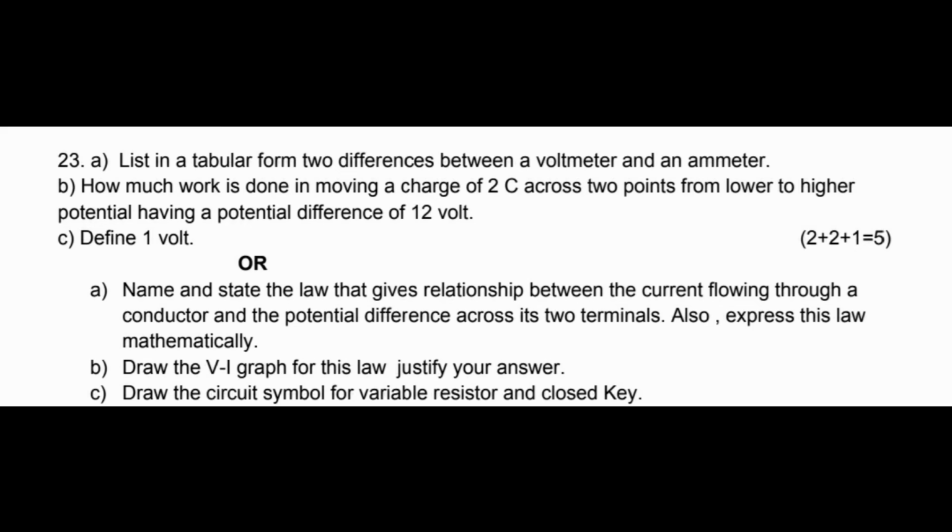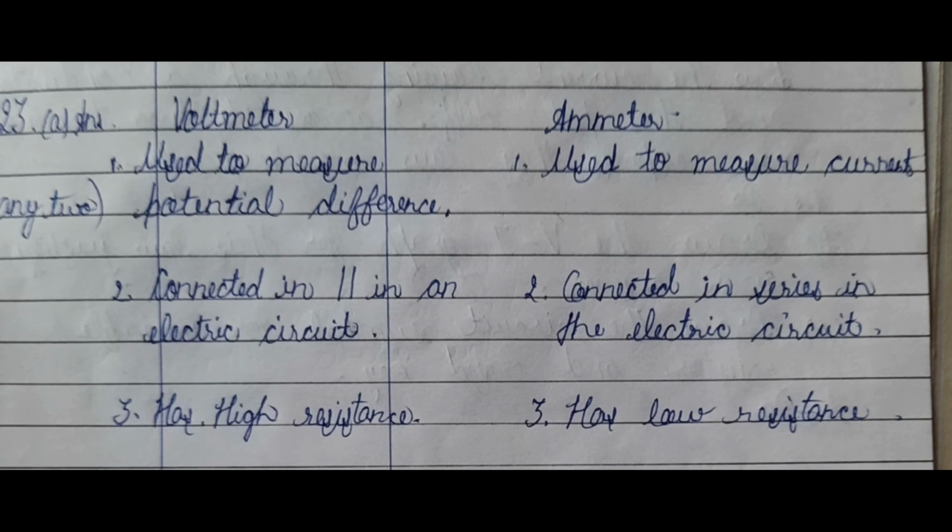Question 23, part A. List in a tabular form two differences between a voltmeter and an ammeter. Voltmeter is used to measure the potential difference, whereas ammeter is used to measure the current in the circuit. Voltmeter is connected in parallel in an electric circuit, whereas ammeter is connected in series. Third point, voltmeter has high resistance and ammeter has low resistance. You have to write any 2 points out of these.